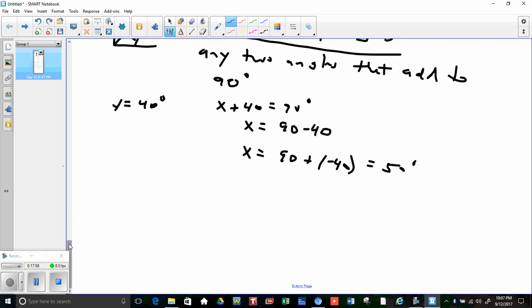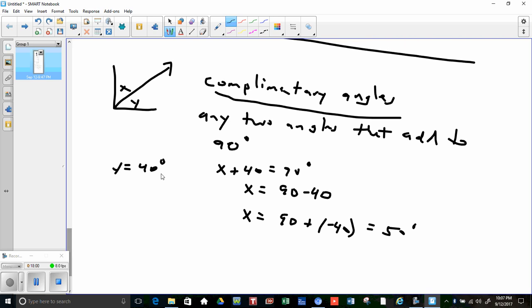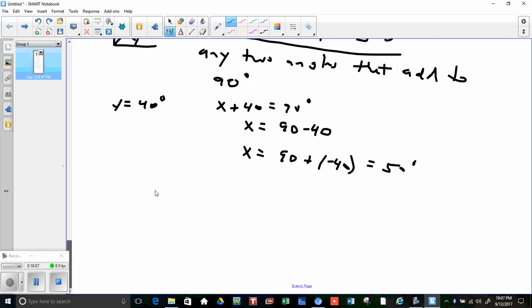Okay, again, that was slightly more intuitive. I'm sure you could have just taken a look at the idea here and said, oh, if one's 40, the other one's 50 because they have to add to 90. I get that. But it's the concept that we can still do the same process for an application. There's one more type of special angle that's mentioned here, and it's what's called supplementary angles.